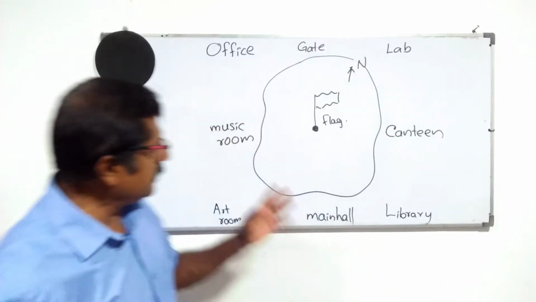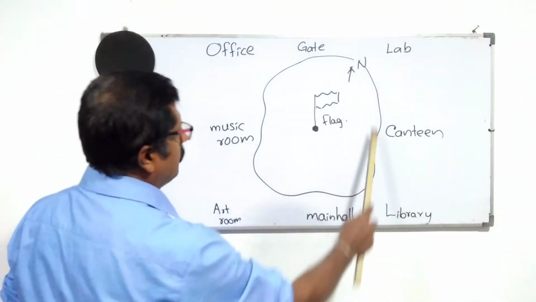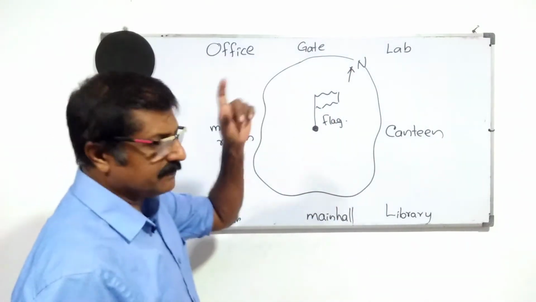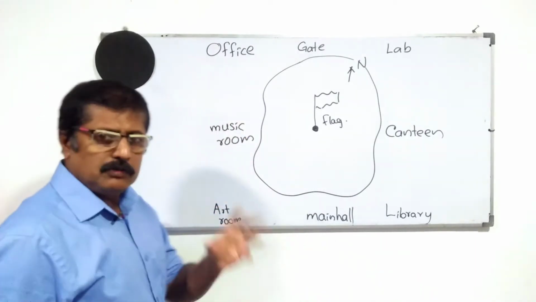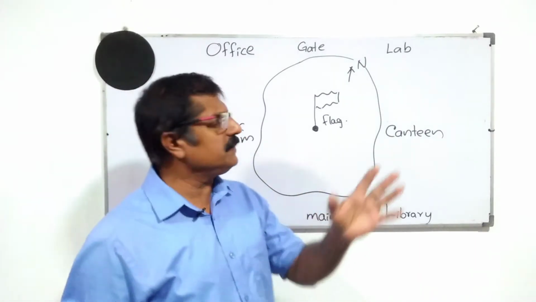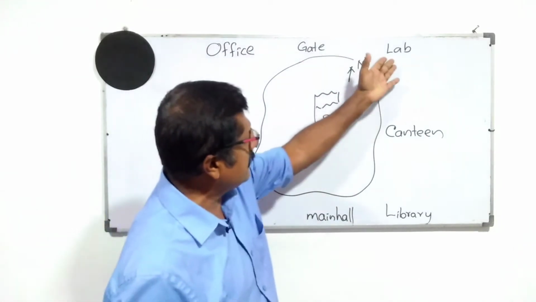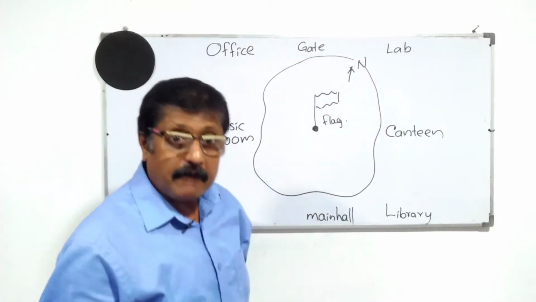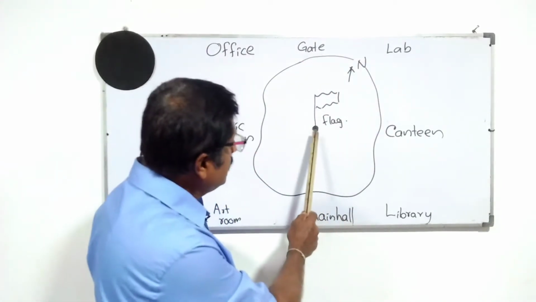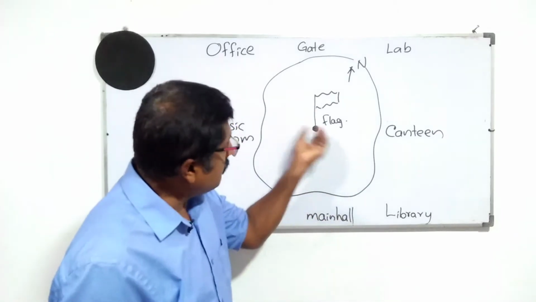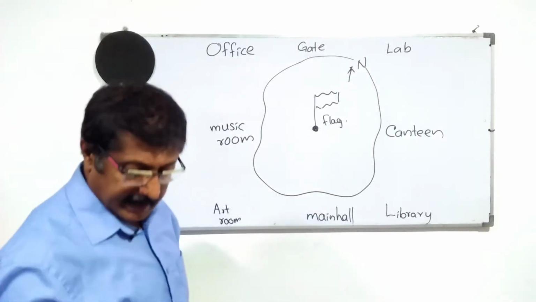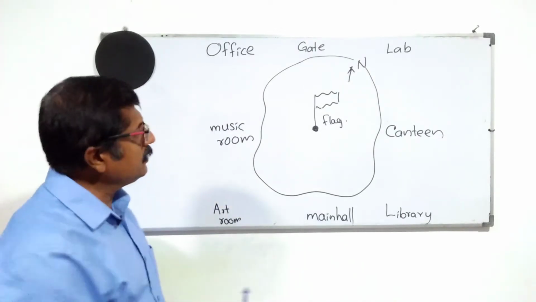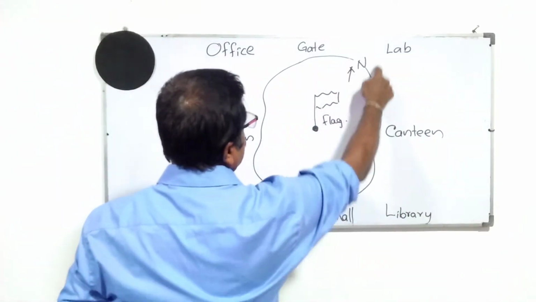Okay children, now look at this. This is the school playground. In the middle of the playground there is a flag post. Then you want to see the direction of each of these places, gate, lab, canteen, from the place where the flag has been posted. Then you go there, right? And turn to the north. This is the north. Here you are.